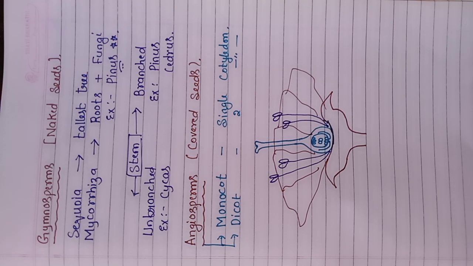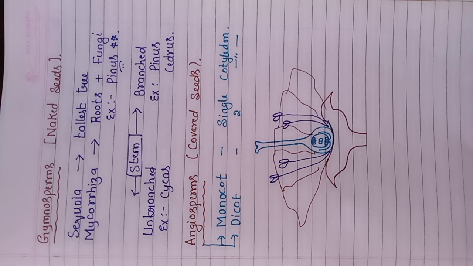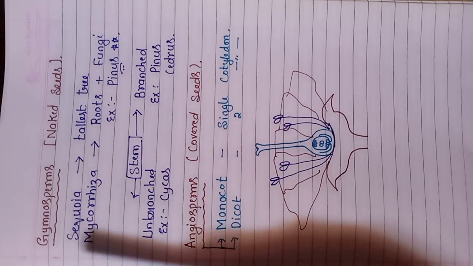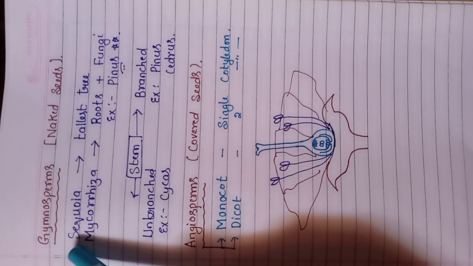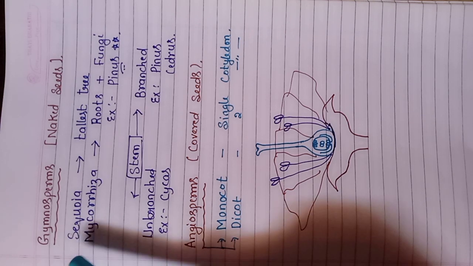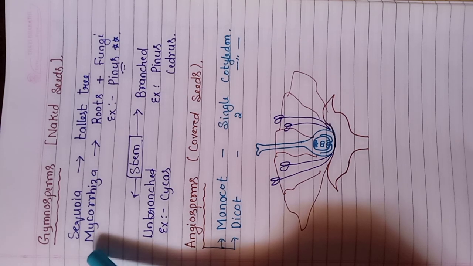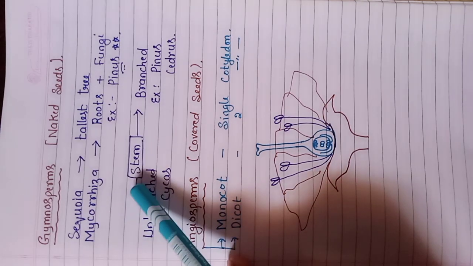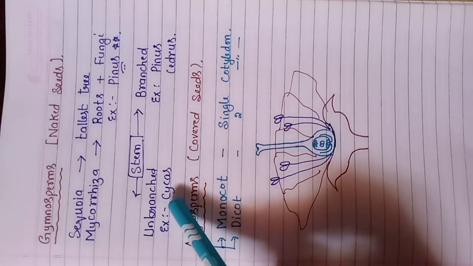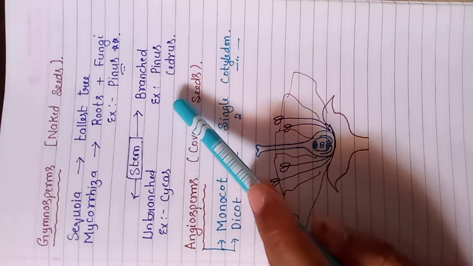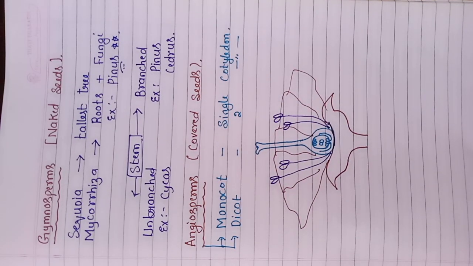Now next is gymnosperms. Gymnosperms are the naked-seeded plants. The most important point to remember is that the tallest gymnosperm is Sequoia. Another word to remember is mycorrhiza, meaning the roots of gymnosperms associated with fungi, example Pinus, which helps in the absorption of nutrients, especially phosphorus. Based on the stem, gymnosperms may be unbranched, example Cycas, or branched, example Pinus and Cedrus.